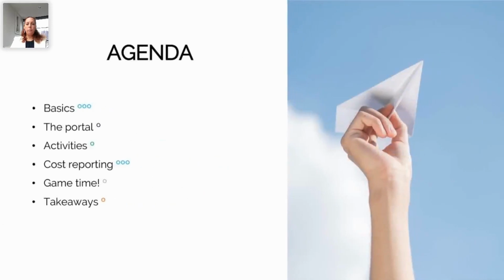Then we start with some basic issues related to what is exactly a horizontal activity in a research and innovation project. Then we will check a little bit the portal, how it looks like, and what kind of activities could be then reported, especially under dissemination and exploitation. How would you do cost reporting? Then there's a really short game for you, and then some final takeaway messages.